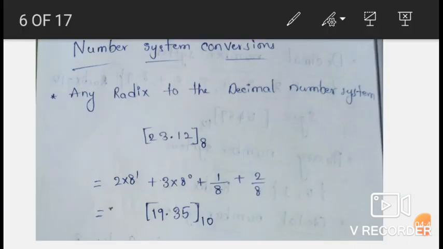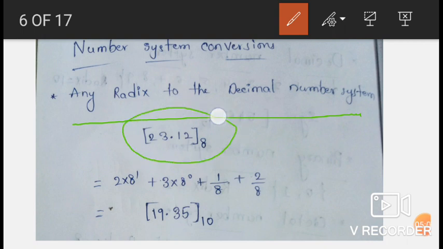And now we have to convert the number systems. We need to learn about number system conversions. Now first I will start with converting any radix to the decimal number system. So how do I have to do that process? First I have taken one example here. This number has two parts, one is the integer part and the other one is the fraction part.